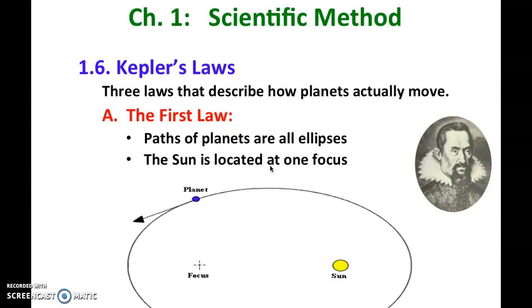Section 6 is about Kepler's three laws that quantitatively describe how planets actually revolve around the Sun. Kepler's first law says that the paths of planets are all ellipses with the Sun located at one focus. This is the focus. This is an ellipse. Two foci here.